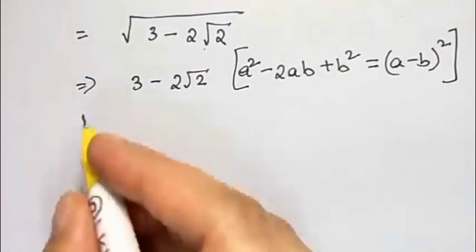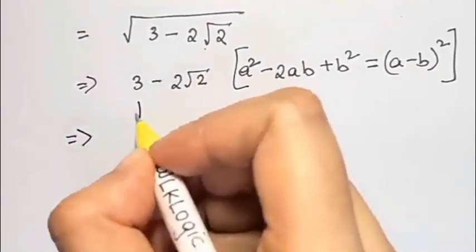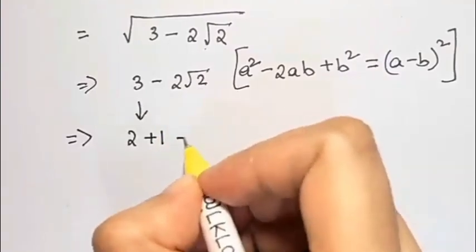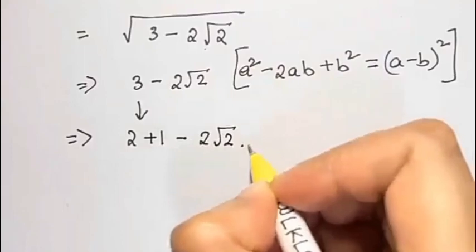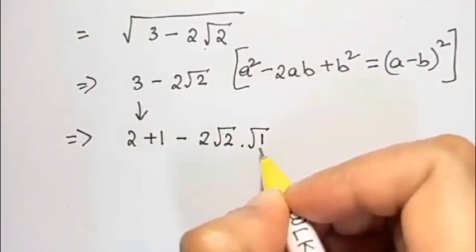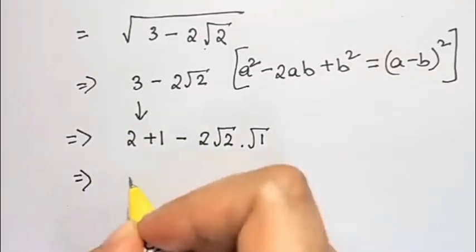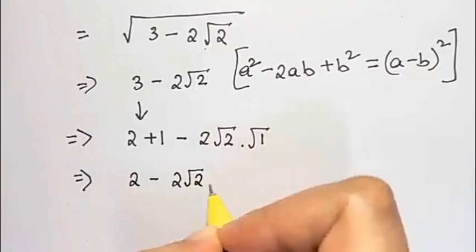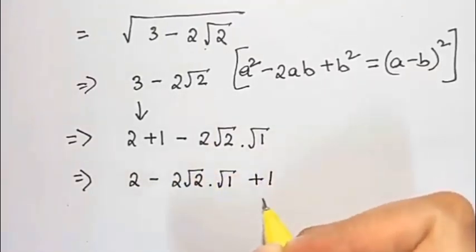So let's write it. We have 3 can be written as 2 plus 1. Then we have minus 2 square root of 2 times square root of 1. We can write it like this. Now what do we have? Let's arrange it in order. We have 2 minus 2 square root of 2 times square root of 1 plus 1.